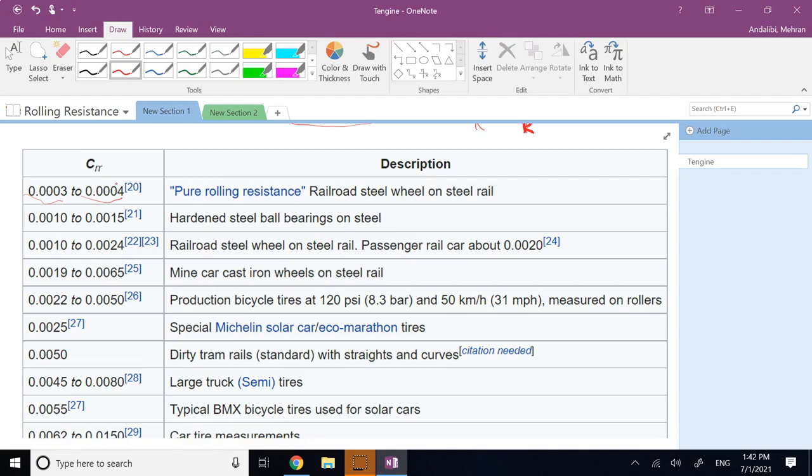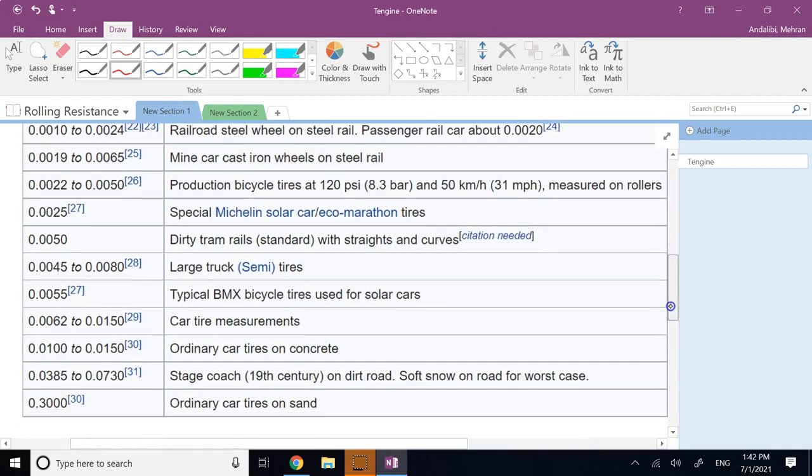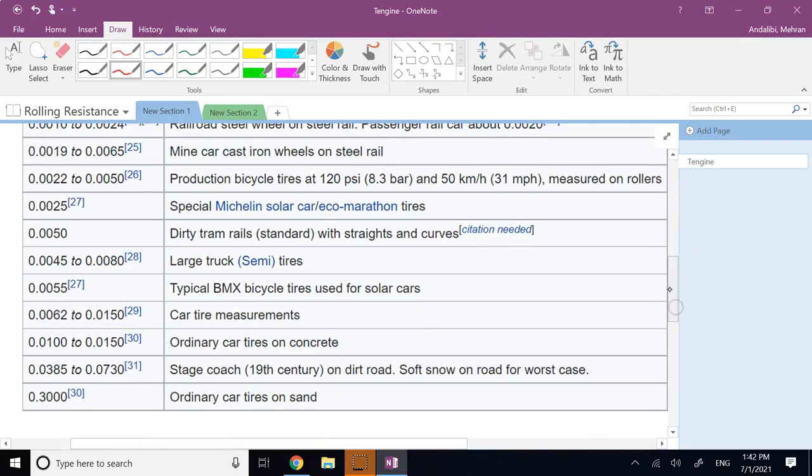But if you have, for example, let's go down a little bit in the list and look at some bigger numbers. Ordinary car tires on sand. Of course, you don't want to ride your tire on sand, but if you do, you are going to get loss of resistance, right? If you roll something on sand, it is going to stop shortly.